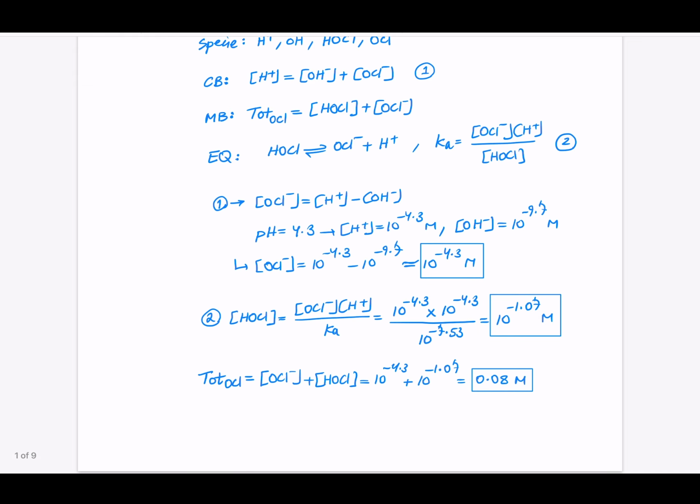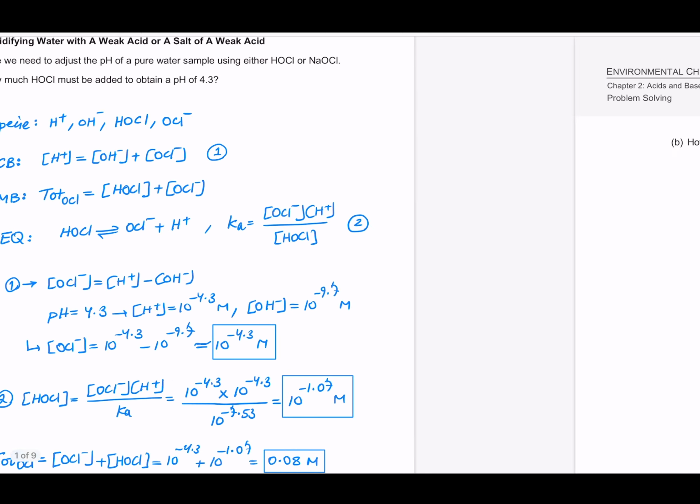So now the second part of the question is asking us to adjust the pH to a higher value. To do so, we cannot add the acid itself, because adding acid would result in decreasing the pH. Rather, we want to add the salt of a weak acid. The salt of a weak acid here, for example, is NaOCl for this particular case. But then the question is how much NaOCl we need to get to the pH of 9.